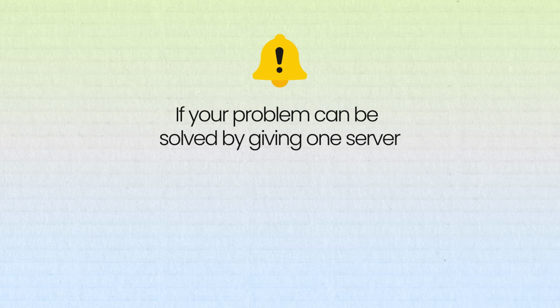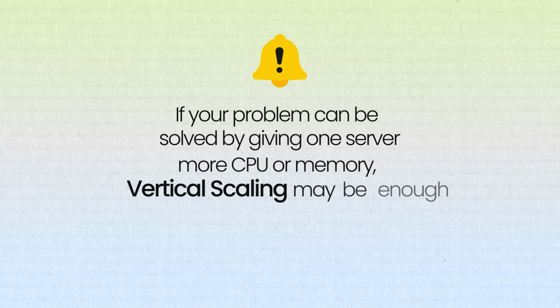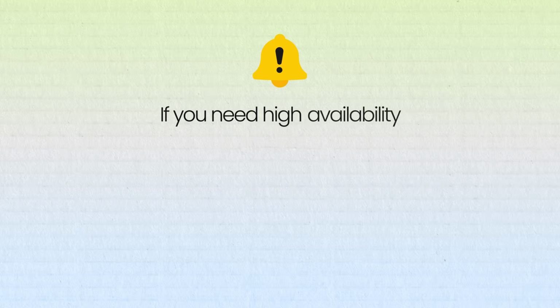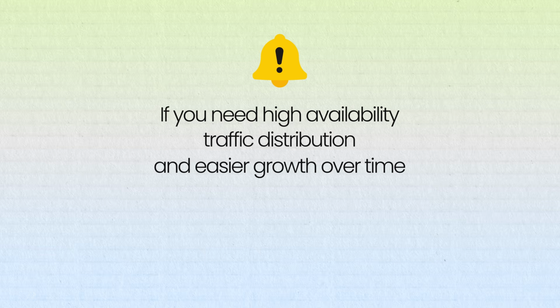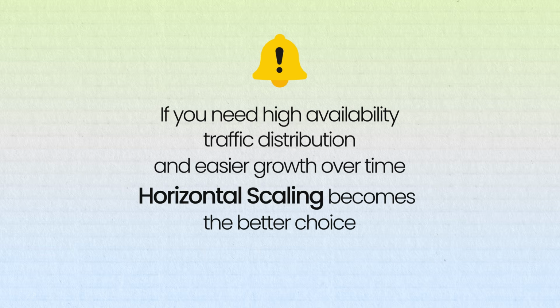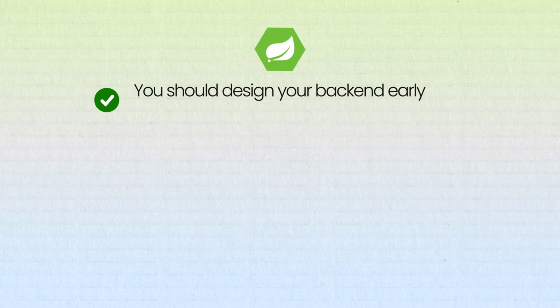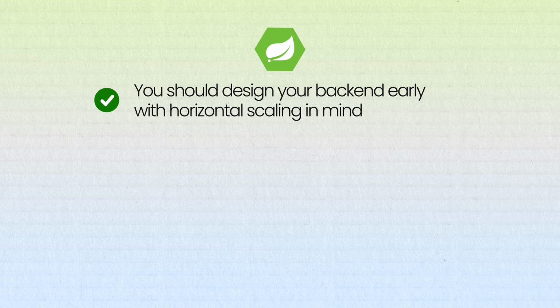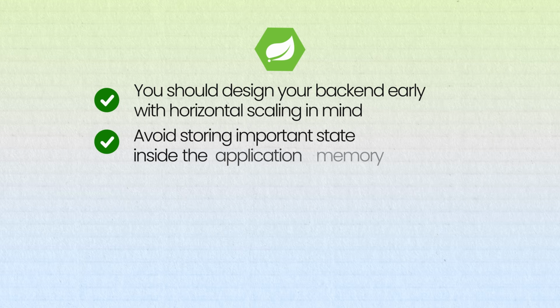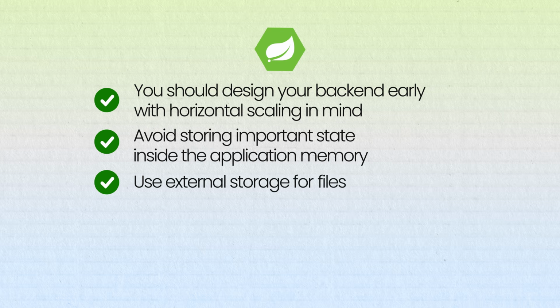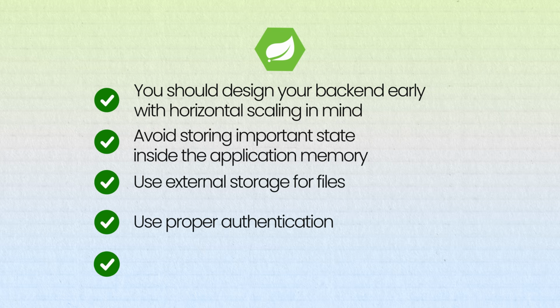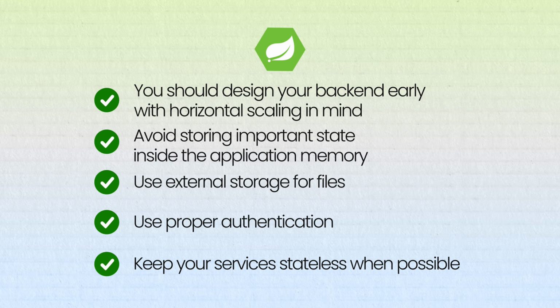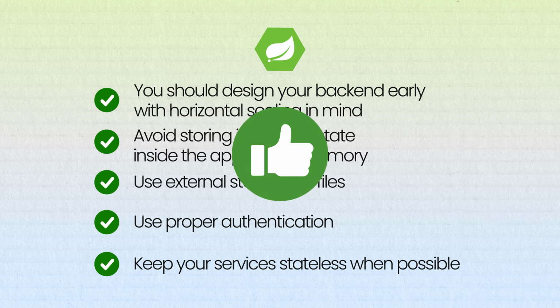A good rule is if your problem can be solved by giving one server more CPU or memory, vertical scaling may be enough. But if you need high availability, traffic distribution, and easier growth over time, horizontal scaling becomes a better choice. For Spring Boot applications, this means you should design your backend early with horizontal scaling in mind. Even if you don't use multiple servers today, avoid storing important state inside the application memory. Use external storage for files, use proper authentication, keep your services stateless when possible, because when the time comes to scale, your architecture will be ready.